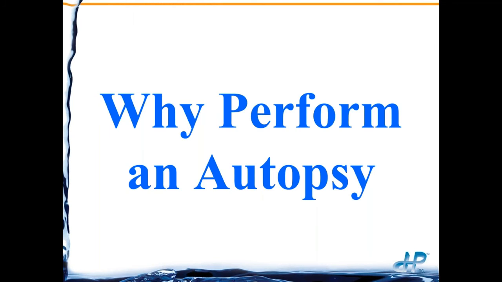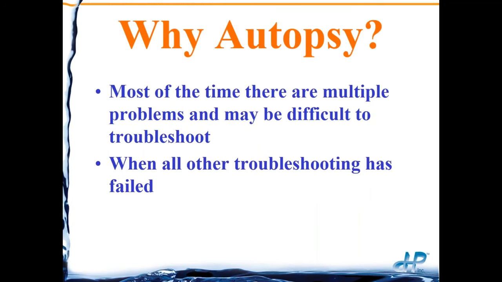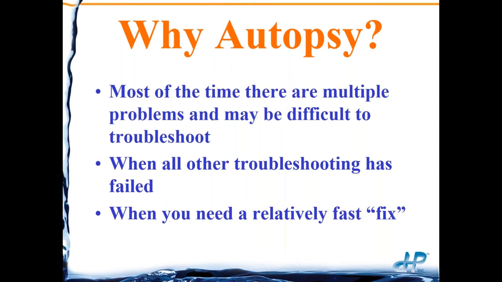Why do we want to perform an autopsy to begin with? A lot of times there can be multiple problems, and it can be difficult to troubleshoot the RO system. Once you start having issues, you try everything you can think of, and if all your other troubleshooting has failed, you may have to go to an element autopsy. It's the last thing you're really going to be looking at. Or, if you need a relatively fast fix, you might want to have an autopsy done.